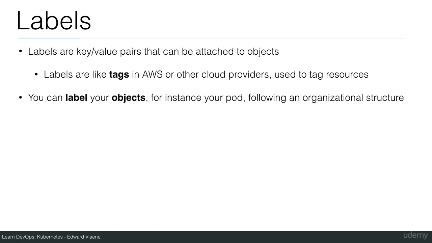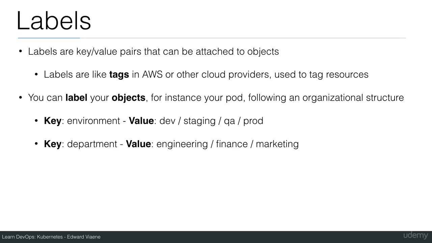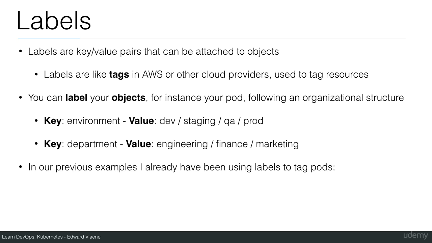You can label your objects, for instance your pod, following an organizational structure. You can say I want to tag my pods using key environment and value, either dev, staging, QA, or prod. And then you know whether your pod is part of your development environment or any other environment. You can also add another tag. You maybe have multiple departments, so you could say I'm going to tag all my pods and say this is going to be from engineering, these pods are running software for finance, or these pods are running software for marketing. In our previous examples, I have already been using labels to tag pods.